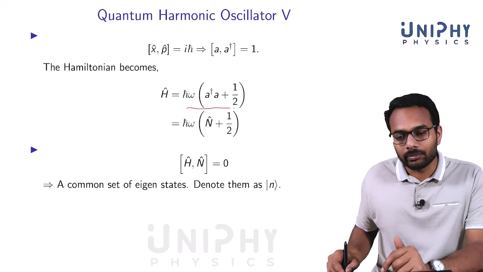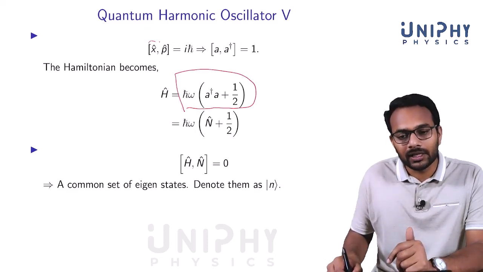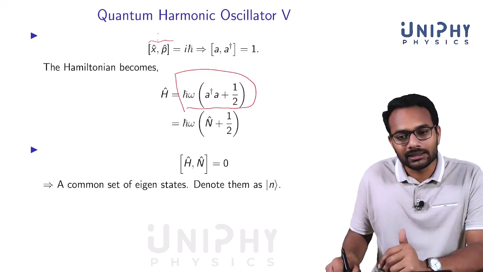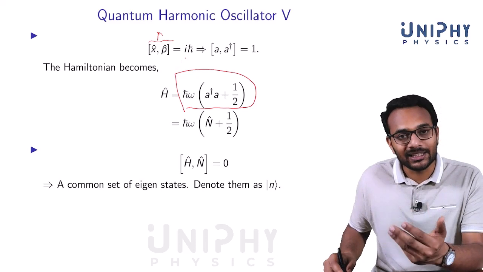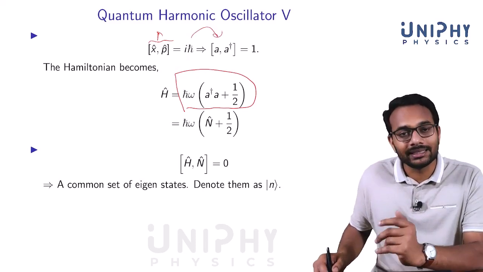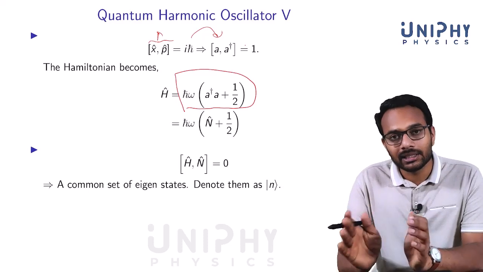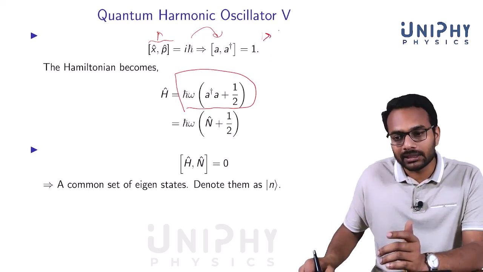We see that the Hamiltonian is h cross omega times a dagger a plus half. On the way, using the fundamental or canonical commutation relation, which is the commutator of x with p equal to i h cross, we have seen this. From this we can obtain the interesting commutation relation that the commutator of a with a dagger is 1. Please remember this. The commutator of a with a dagger is 1.